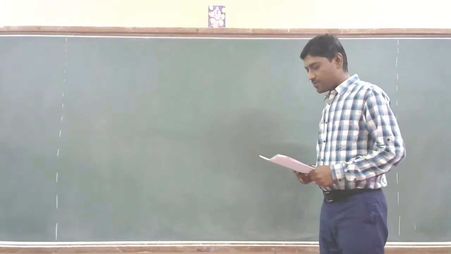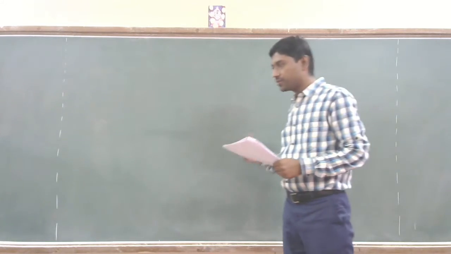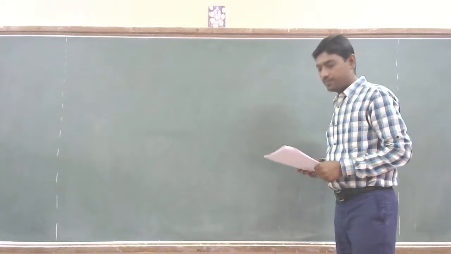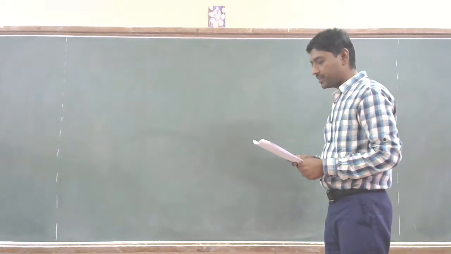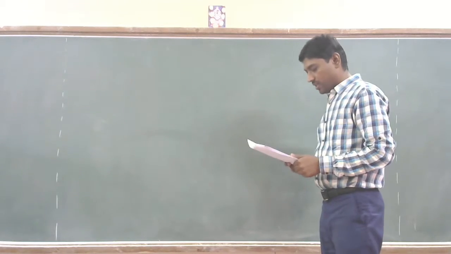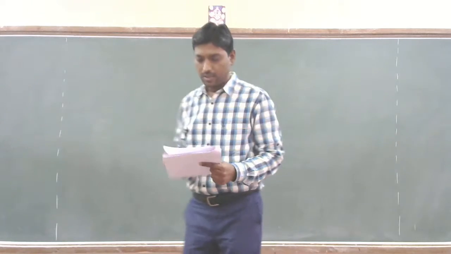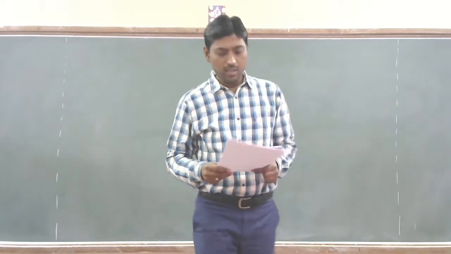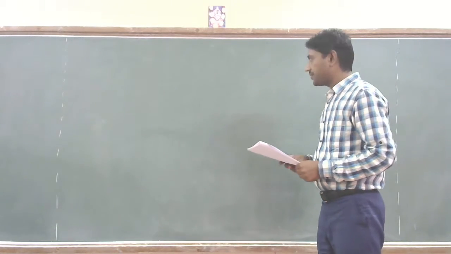In the last class we were studying the force on a current carrying conductor due to a magnetic field, and we completed example number 4. In this class we'll touch upon examples number 5, 6, and 7. That will be the end of Part A of Module 4, and thereafter we'll start with Part B.